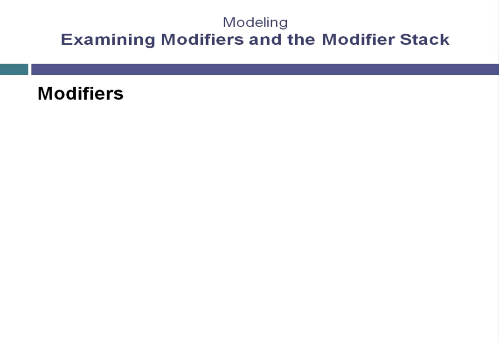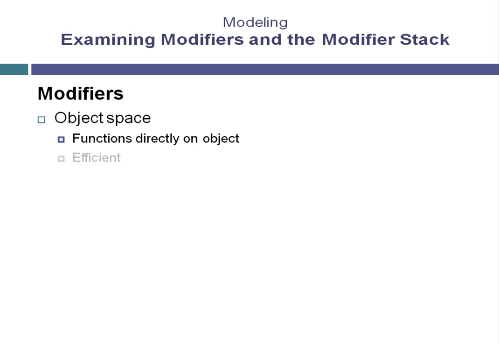One of the most productive concepts in 3ds Max is the use of modifiers. Modifiers are discrete operations that get applied to objects to perform certain functions. There are modifiers called object space modifiers that work directly on the object itself. For example, if we apply what's called a bend modifier to an object, it bends the same no matter where the object is in space. These use the object's XYZ coordinate system to determine how they will function.